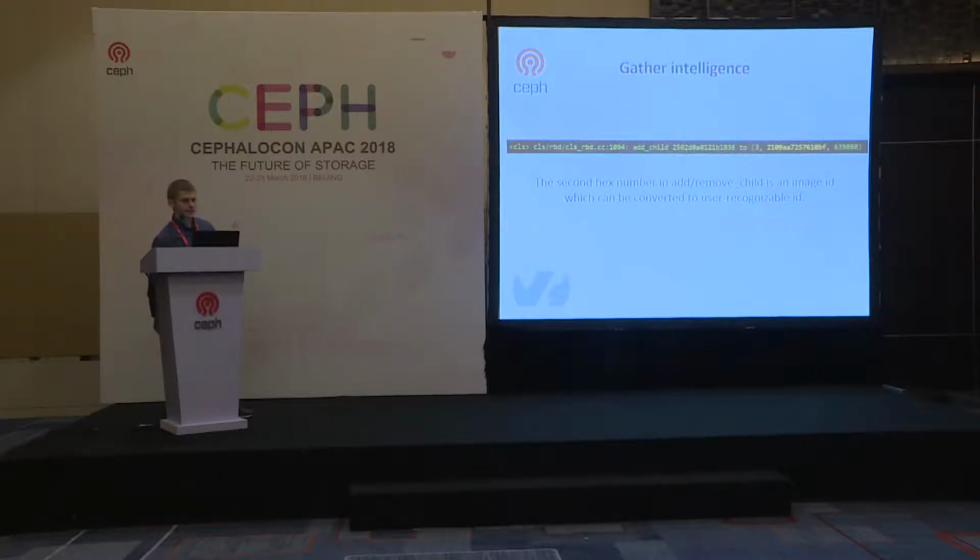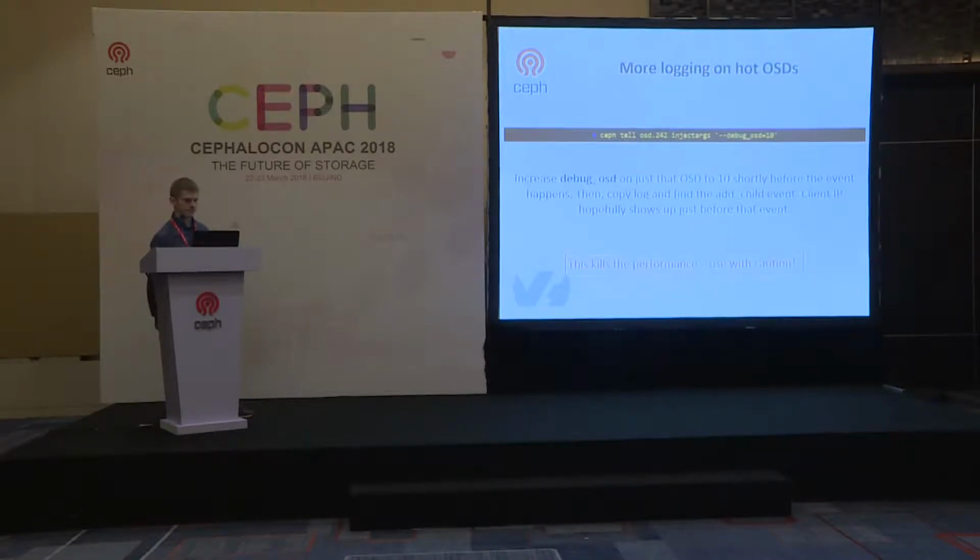In this log line you can also see the image ID, which tells you which image it is, and you can convert this to the image name. Now that we have the hot OSDs, we can increase logging on those OSDs to a more interesting level, but you need to be careful. What we need to find is the IPs of the clients which are making us trouble. So we had to increase debug OSD to 10. But remember that this kills performance, so use caution and remember to revert this once you are done with this.